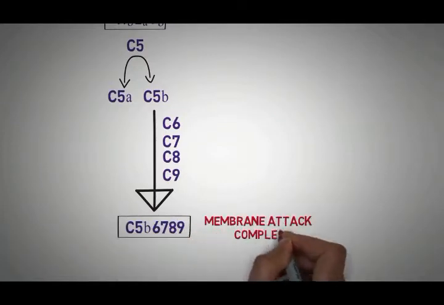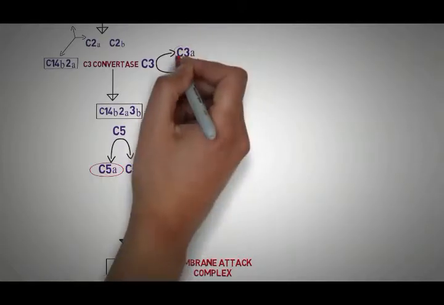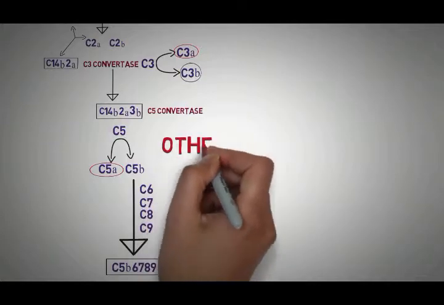In this cascade, you can see some components like C5a and C3a which do not have any use here. They have other immune effects which we will discuss later.